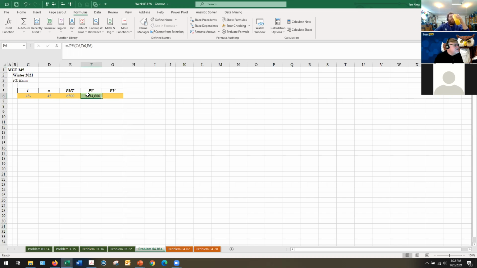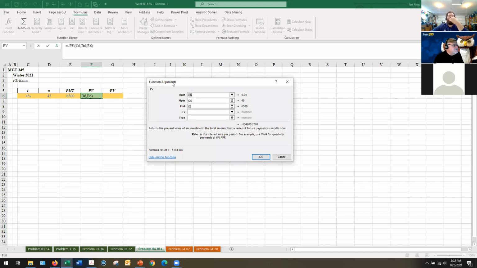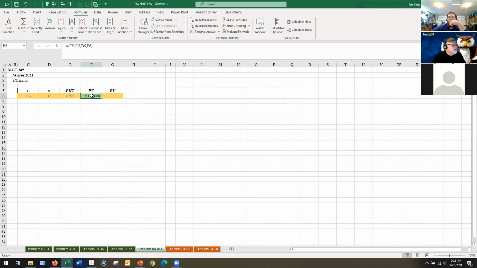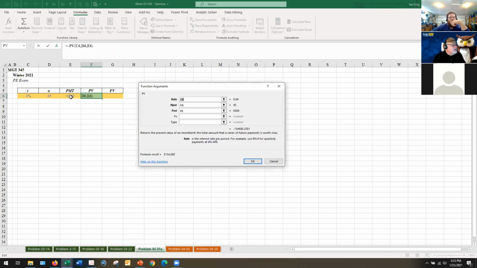I just did present value. Same as before, I have a present value of 6,500, but I've got a payment every period. It's not just a present value calculation. I'm looking for the present value, but you've got a payment every year for 45 years at 4%.